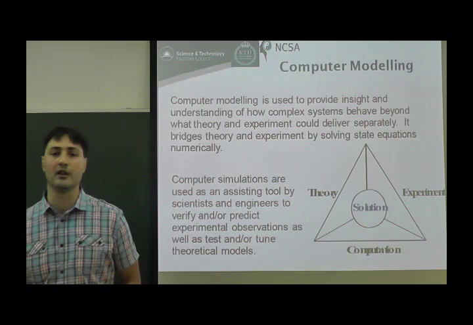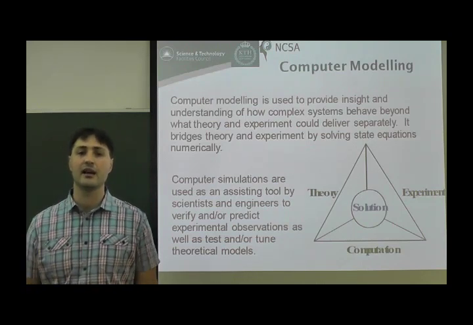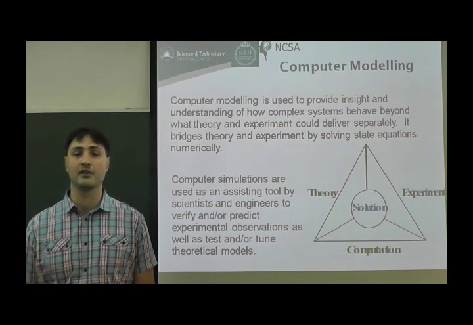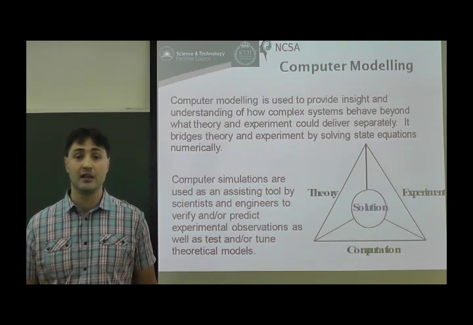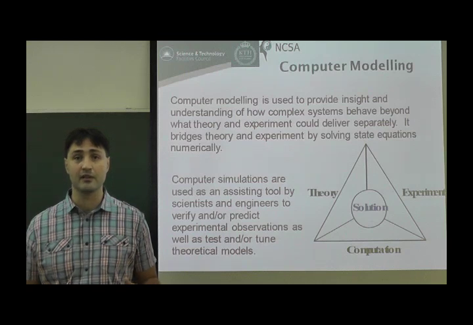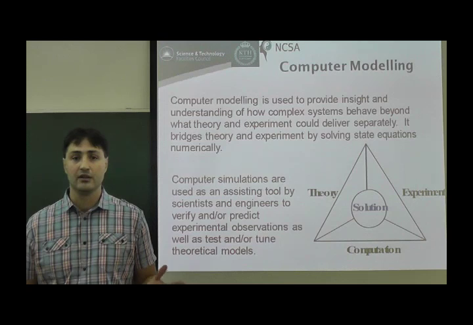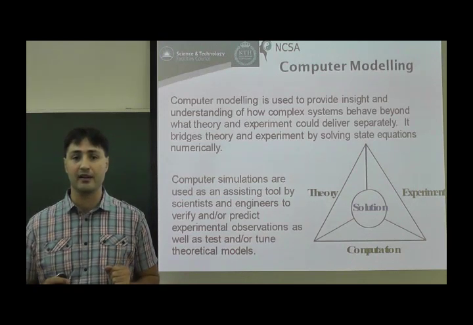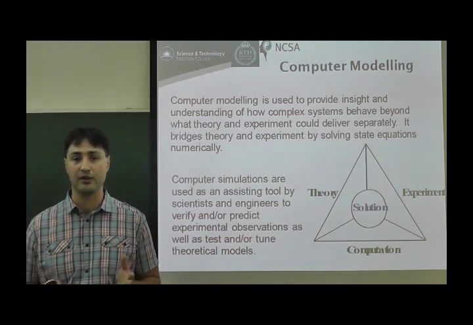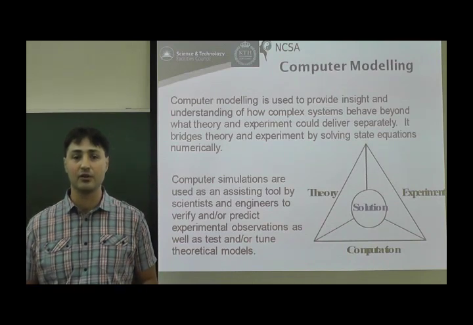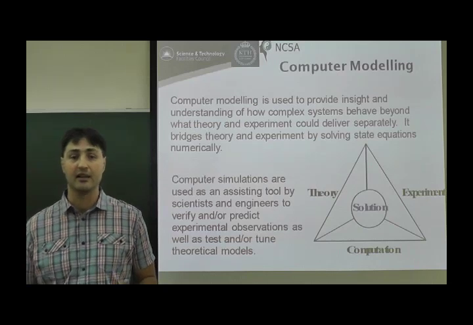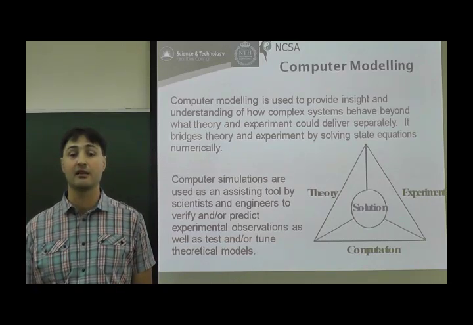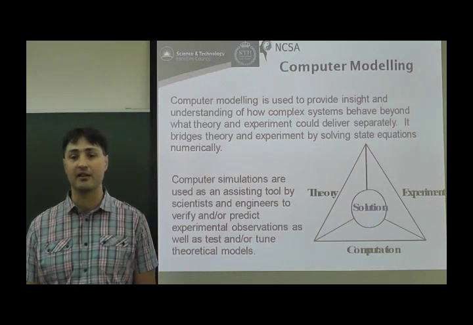So what is computer modeling? It is used to provide insight and understanding of how complex systems behave, beyond what theory and experiment could deliver separately. It bridges theory and experiment by solving some equations that describe the state of matter numerically. Because we have to do this numerically, the best tool to use is computers. And computer simulations are used as an assisting tool by scientists and engineers to verify or predict experimental observations as well as test and or tune theoretical models.